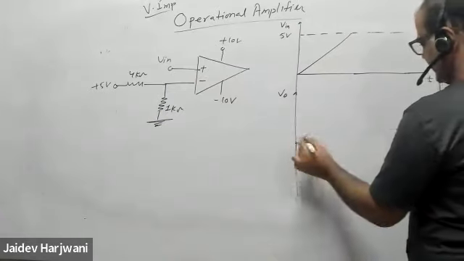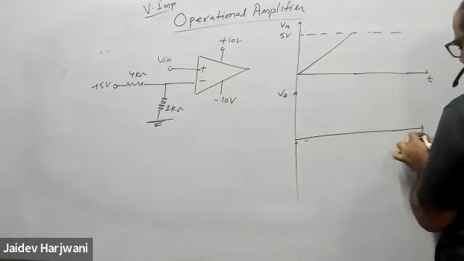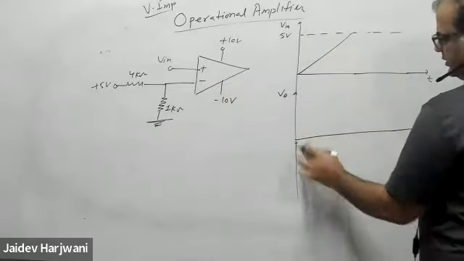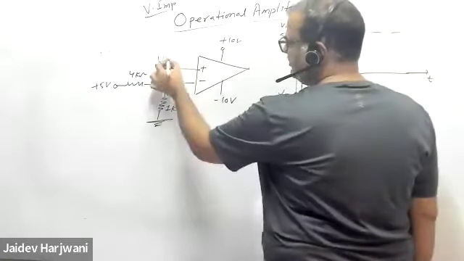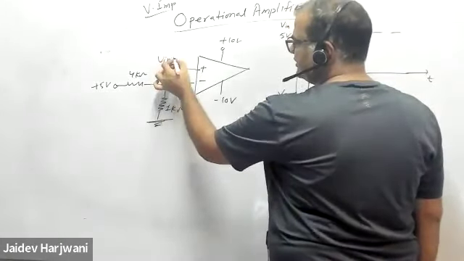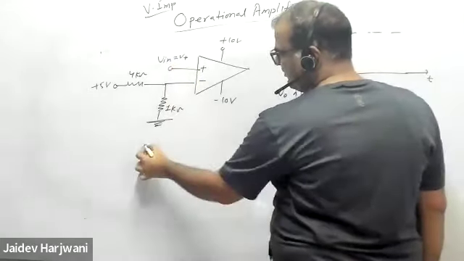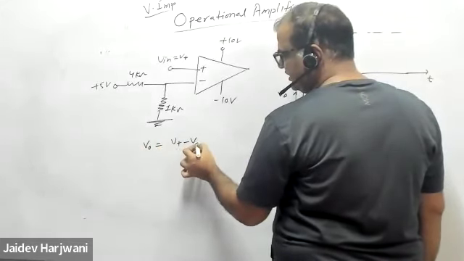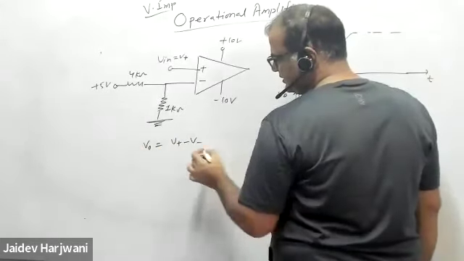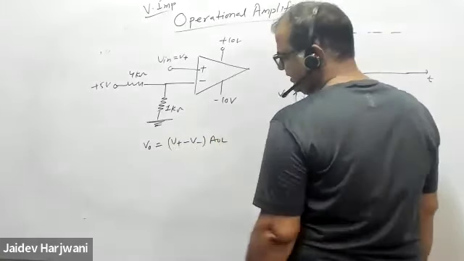Can anyone tell me how I should approach the problem? So is it 10 volt? Now this is V plus. V input is some input I'm applying here. This is my V plus. So my V output will be what? V output will always be (V plus minus V minus) times AOL. That will be the value.